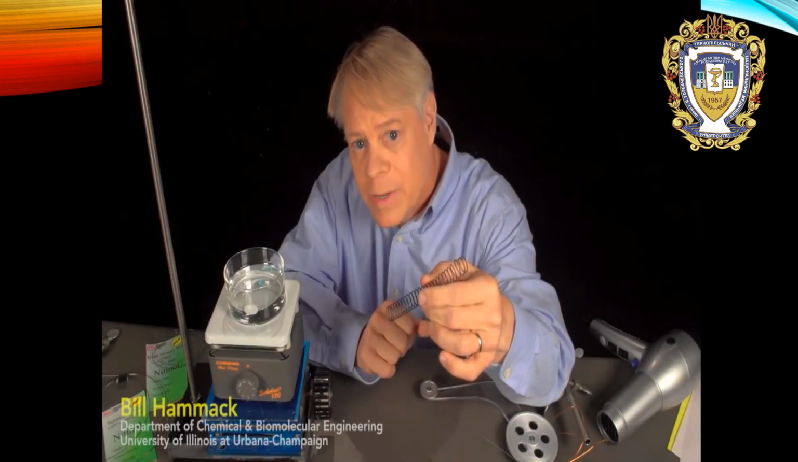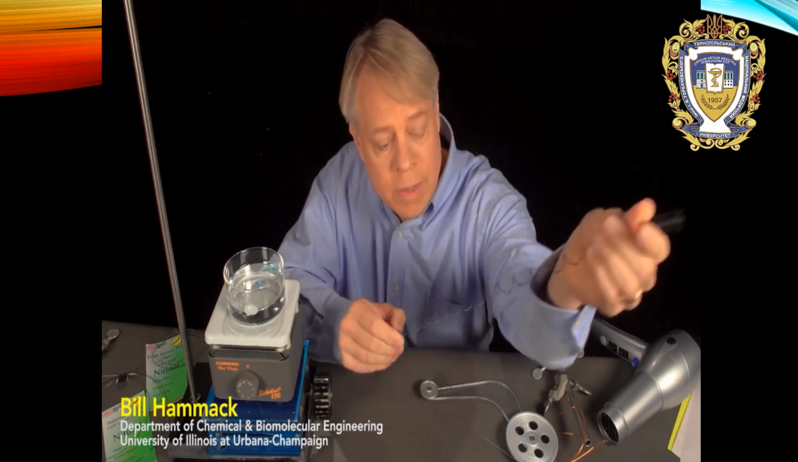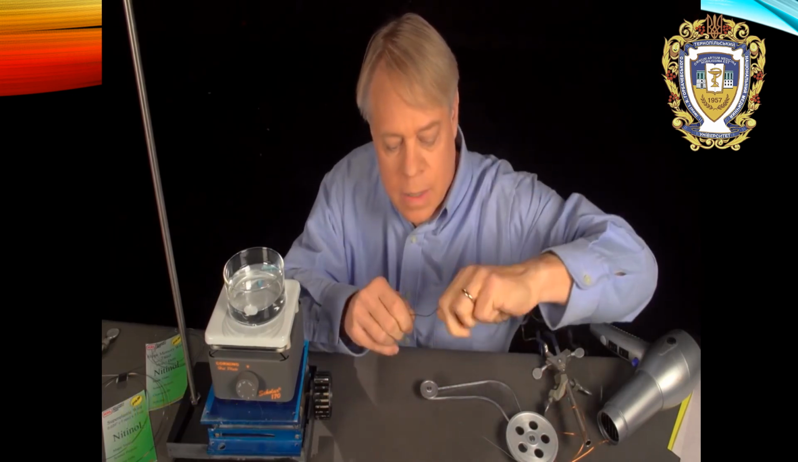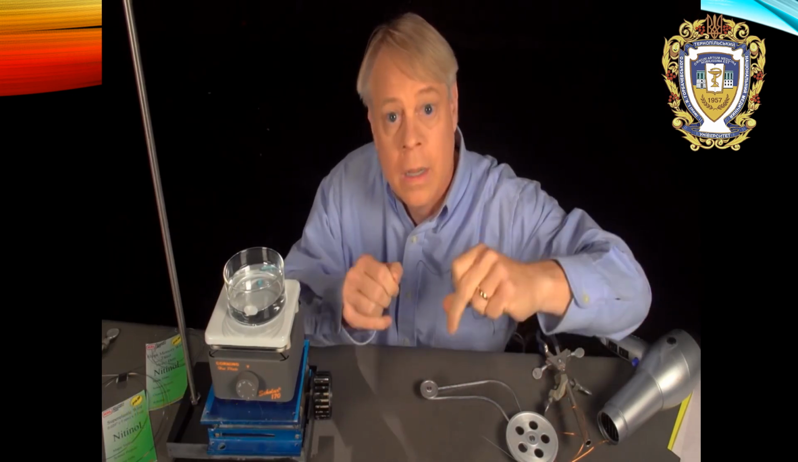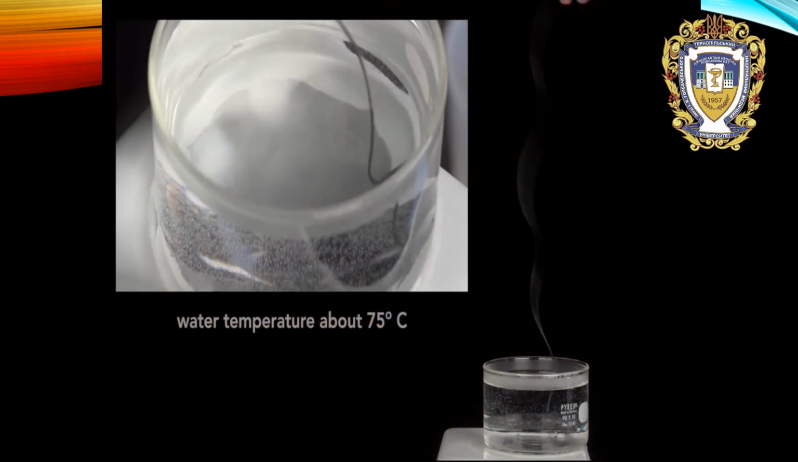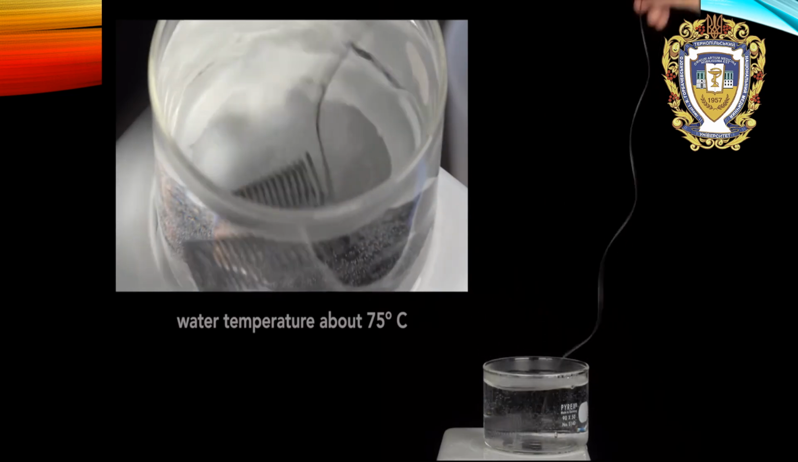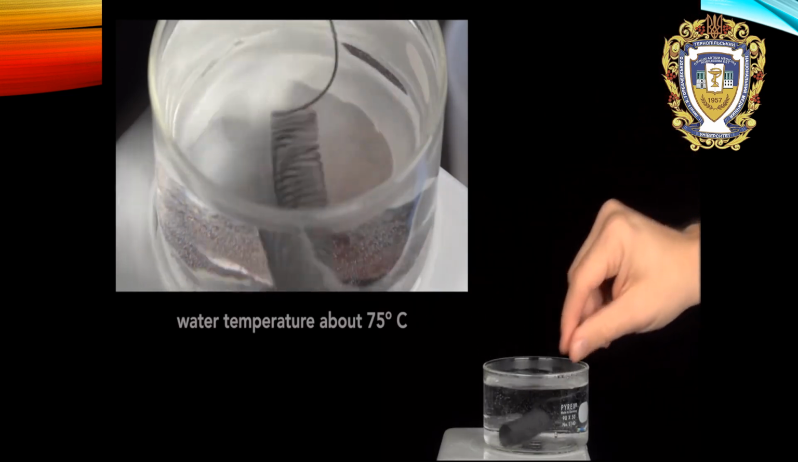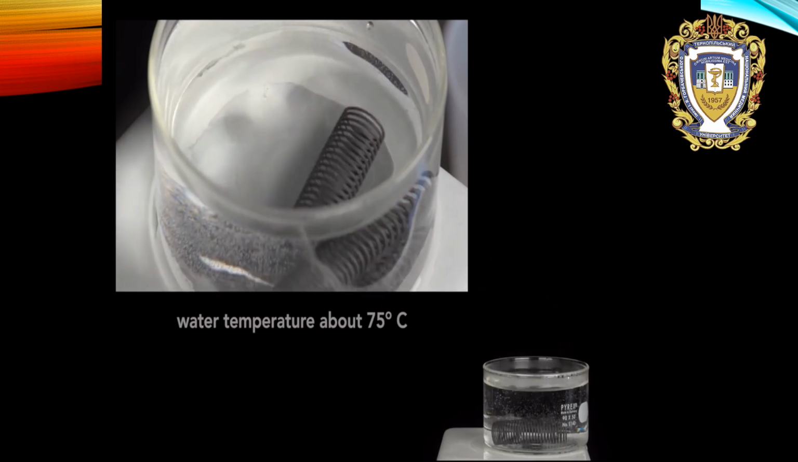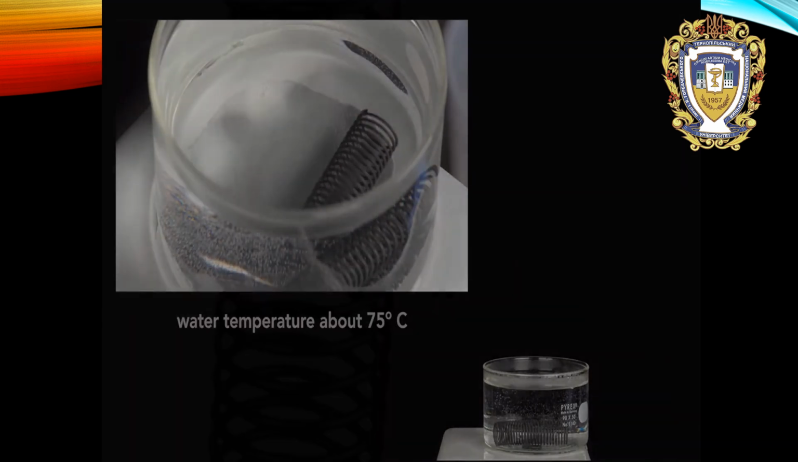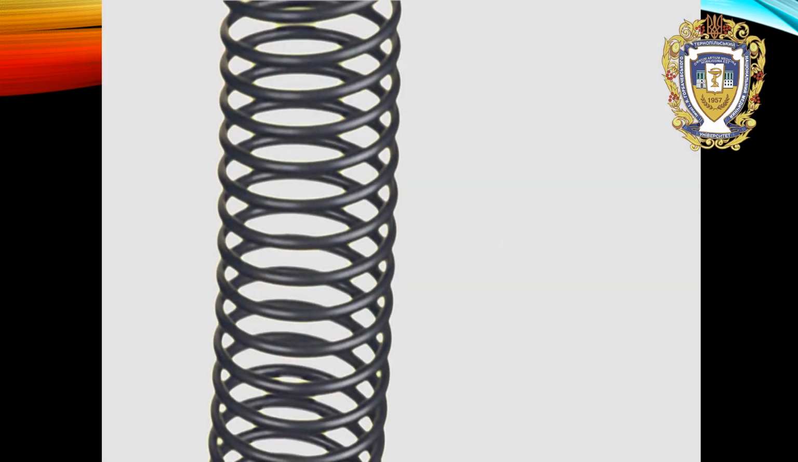This spring fascinates me. I'll completely uncoil it, except for a few kinks. Watch as I put it in hot water, 75 degrees or so. Rapidly, the spring reforms. Let's watch it again, but close up. I stretch the spring, and then, to slow down the action, use a hairdryer to heat it.